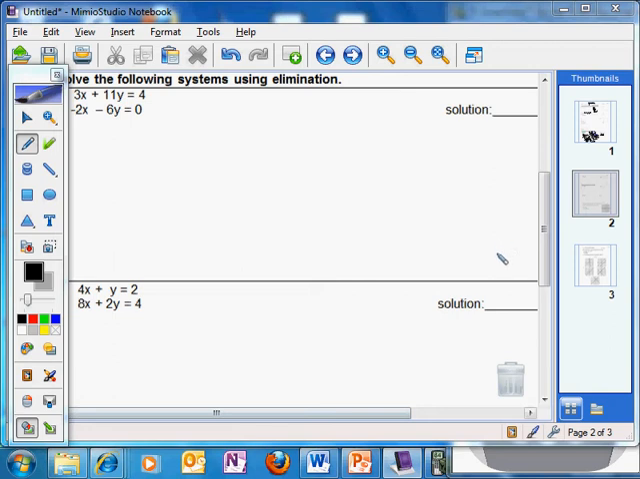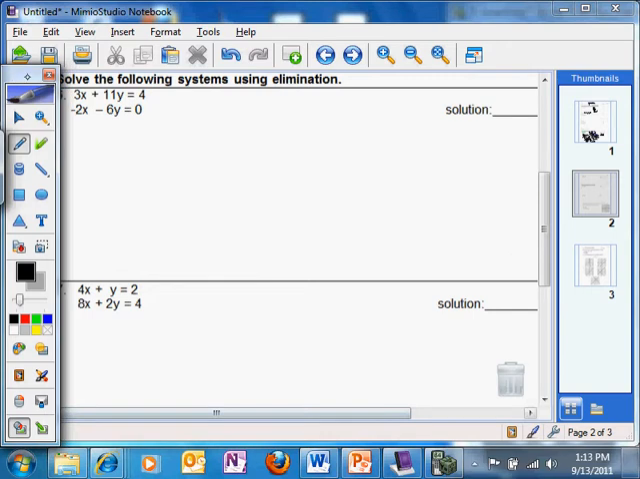We're going to solve a system using elimination. What I have here is 3x plus 11y equals 4 and negative 2x minus 6y equals 0. What we need to do, I'm going to rewrite these to give myself a little more room. The idea here is to eliminate one of the variables. We want to make it go away.